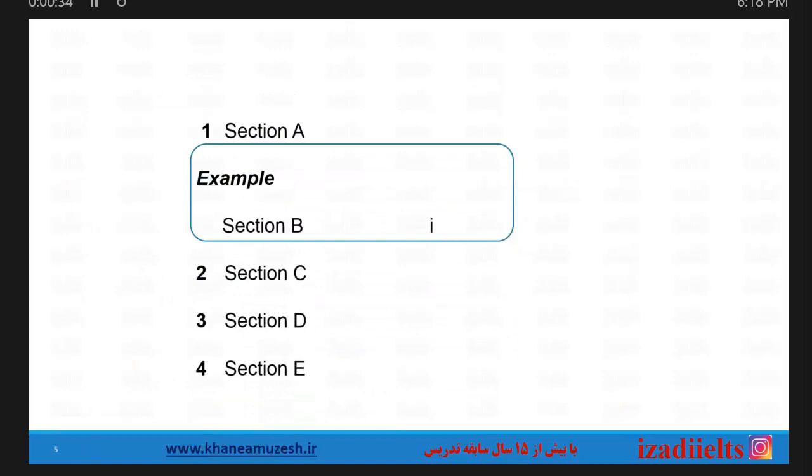One of them is done. Paragraph B is already done. I is the answer. So you need to answer questions 1 to 4, which is related to paragraph A, C, D, and E. Let's start with paragraph with the title.